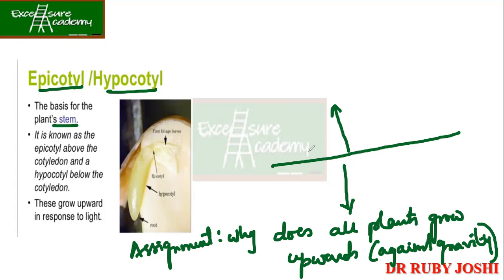Now it's your job to find out, or ask your parents or your friends, why the plants always grow upwards and not downwards. Downwards only the roots are going, right? But the stem, the leaves, everything moves upward. So you need to find out why and get me the answer in the next lecture, which will be on Wednesday.